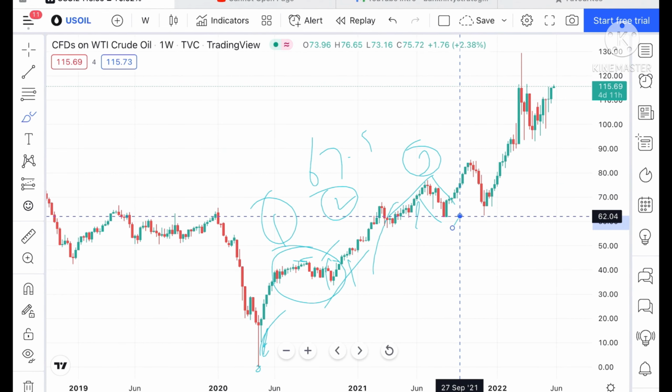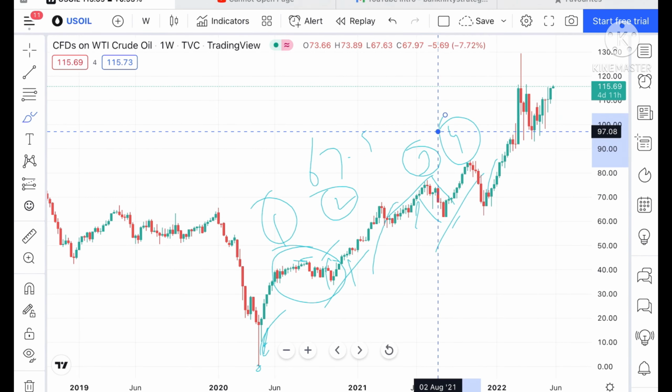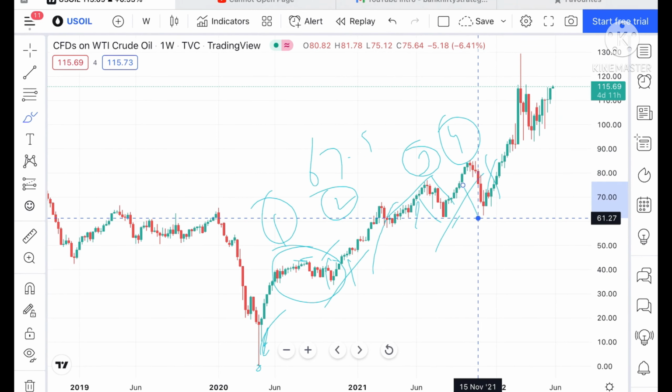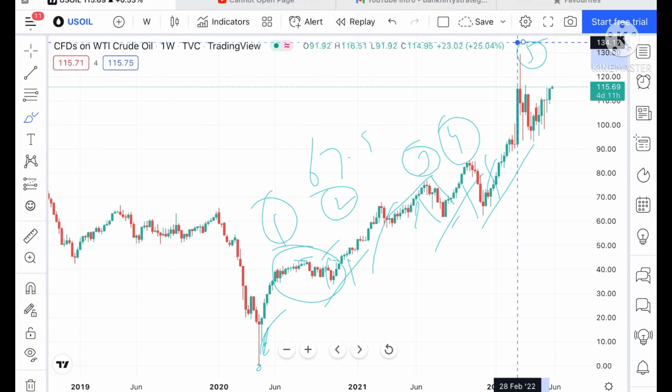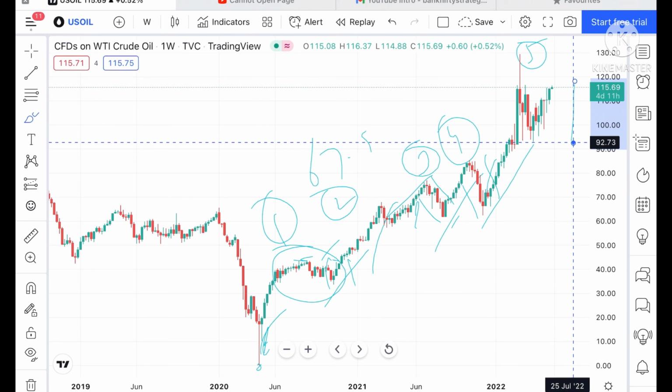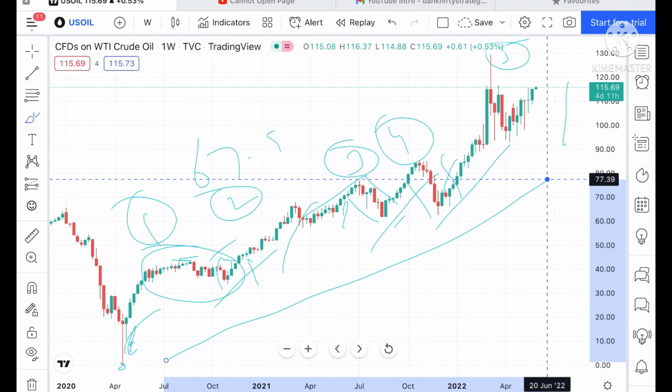Once again it made a high and went upside. This is the fourth time, and it came down. After that it went up again for the fifth time and then came down. So a pattern is forming in this particular zone.